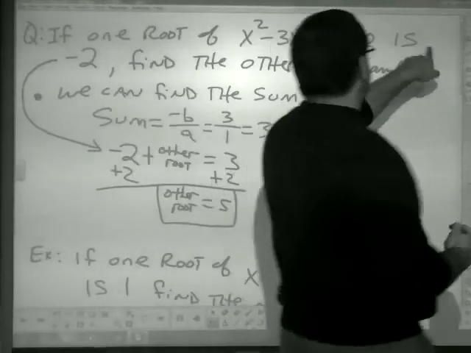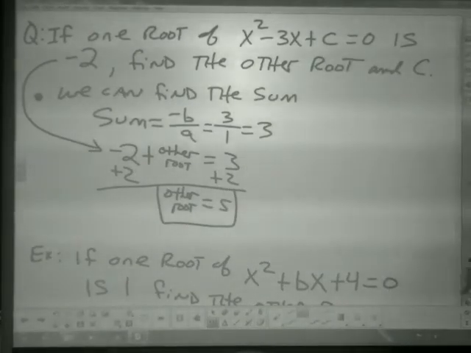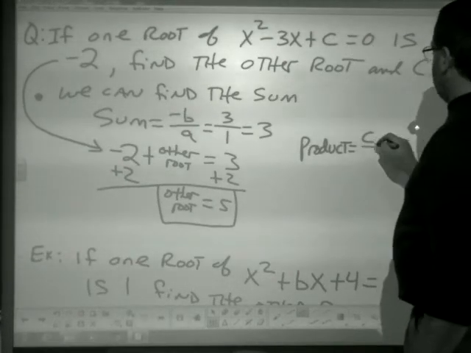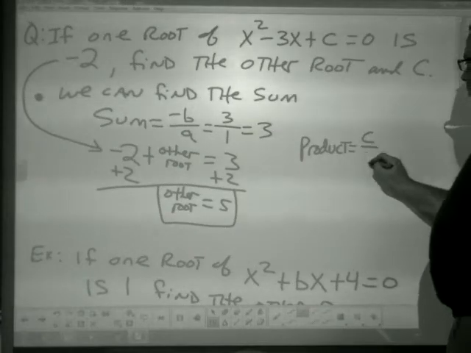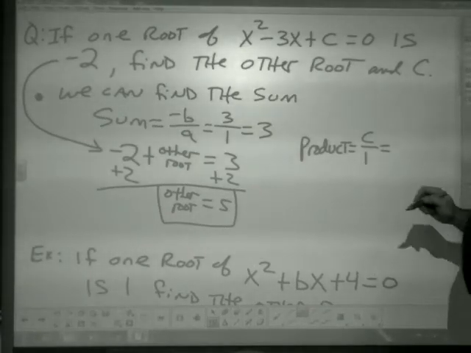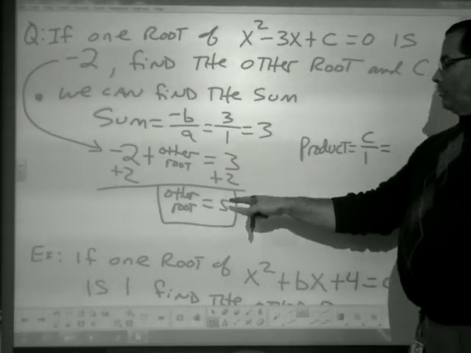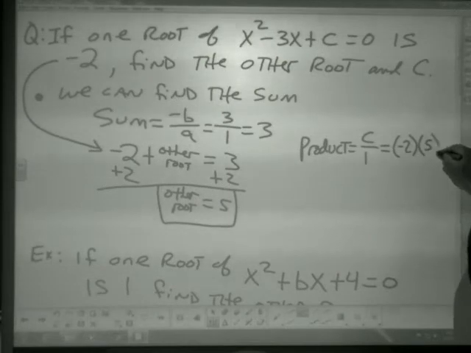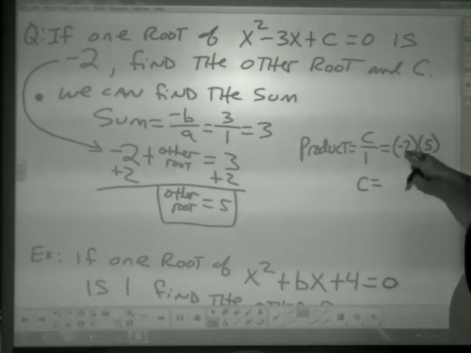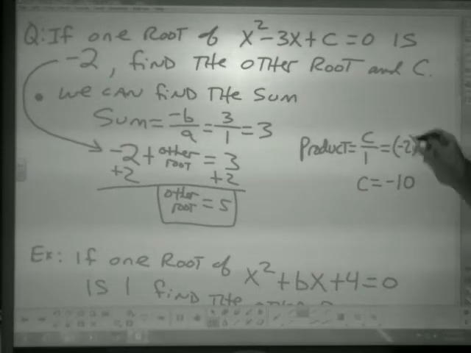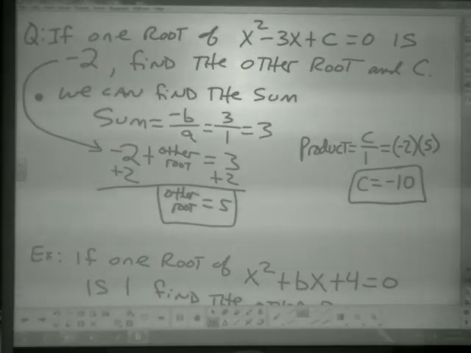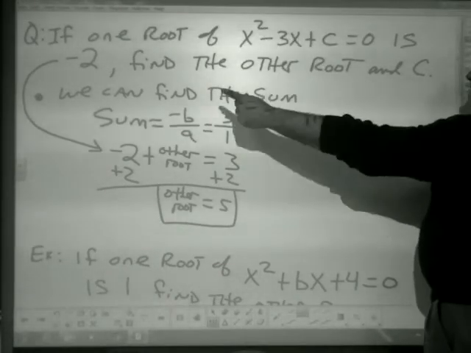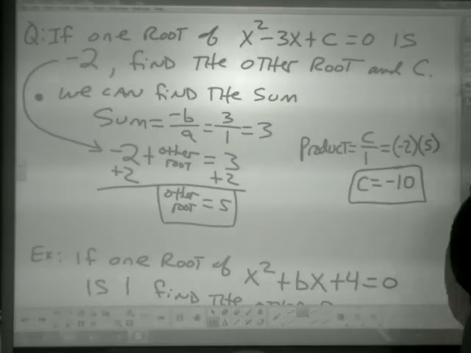Find c. C is the product of the roots. So product, which is the c value over the a value, which is 1, that has to equal the product of these two roots. So one of the roots is 5, the other root's -2. So that's -2 times 5. Well, c equals -10. So now I found the other root and c. And I did that because I know, if I know this value, I can work with the sum.